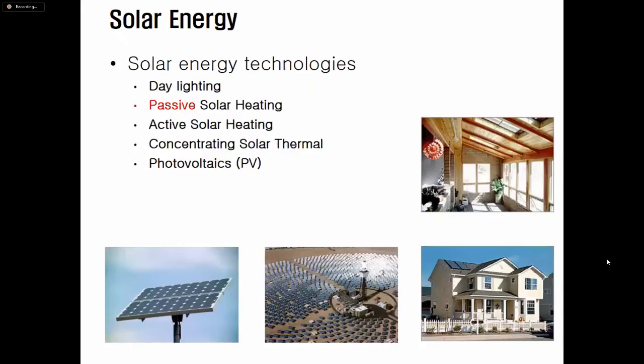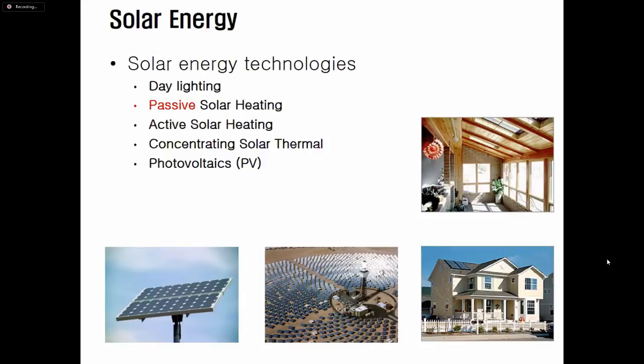And then solar energy technologies. Solar energy is not easy to convert to electricity because of its density. To take energy from the sun, there are good technologies to get solar energy like this. Solar energy technologies: daylighting, passive solar lighting, active solar lighting, concentrating solar thermal, and photovoltaics, PV.